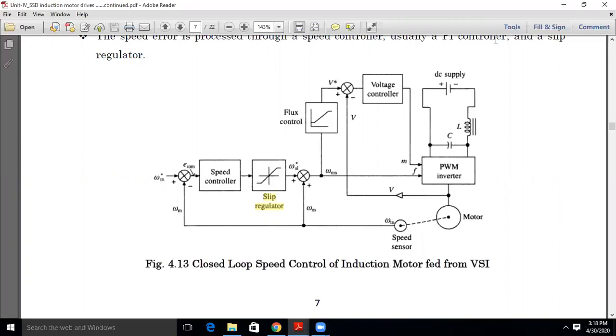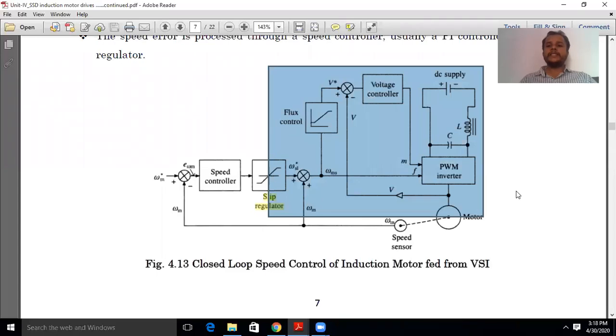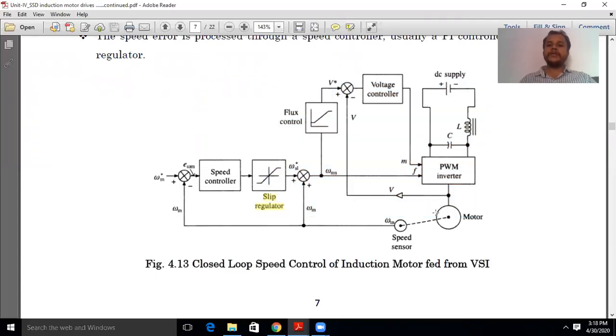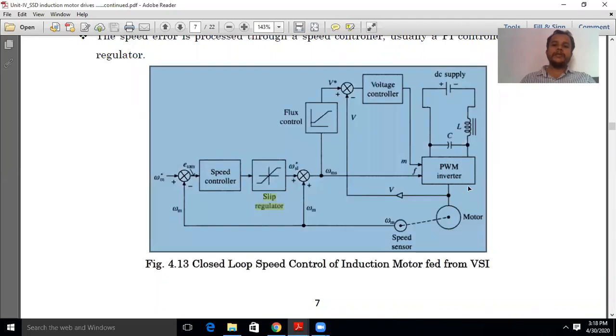Here, coming to this particular diagram, we can see this motor. The speed of this particular motor can be controlled. Starting from here, this is an induction motor. We have plotted this as, let us say, a line diagram. This induction motor is fitted to a PWM inverter. This is the PWM inverter.